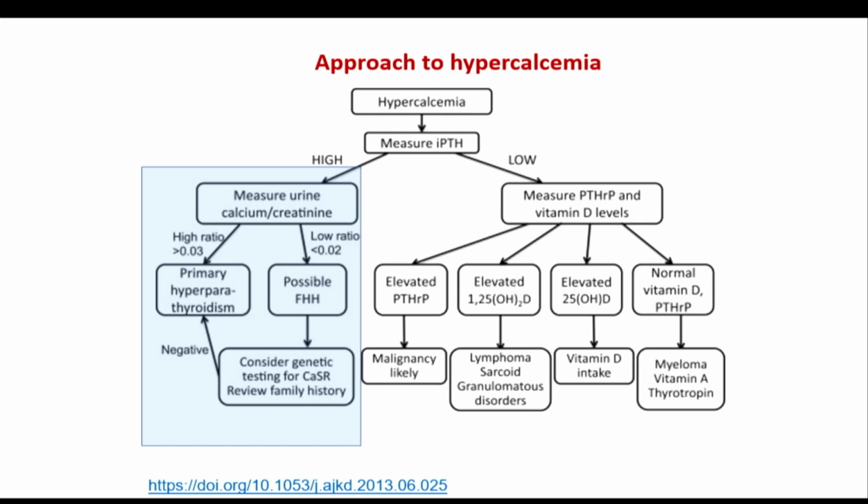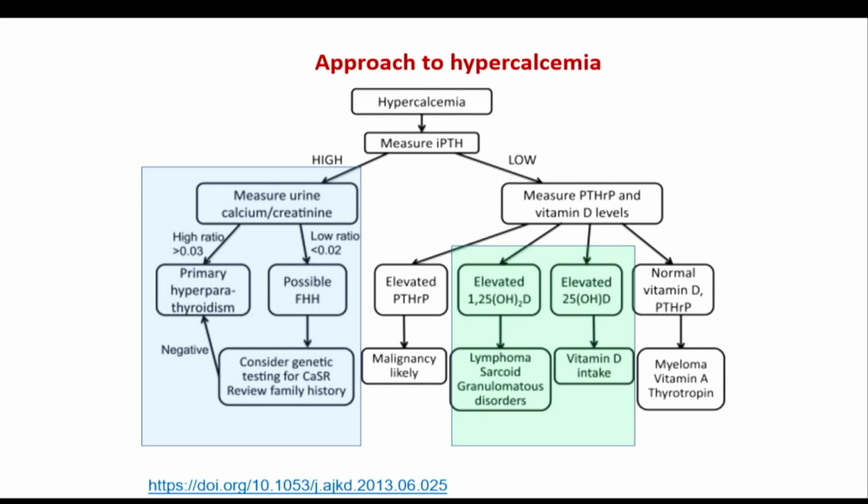On the contrary, if PTH is low, then it is a PTH-independent hypercalcemia. And the first step should be measurement of vitamin D level, because vitamin D toxicity, iatrogenic, is a very common cause of PTH-independent hypercalcemia. If vitamin D level is normal, next we can measure 1,25 dihydroxy vitamin D. It can be elevated in lymphoproliferative disorders or granulomatous disorders.